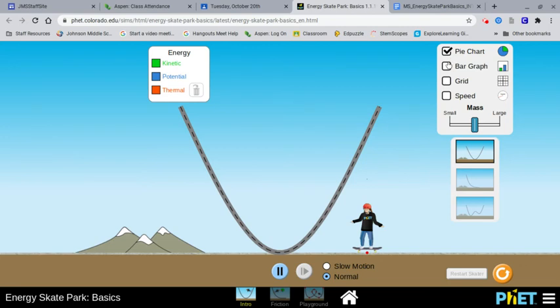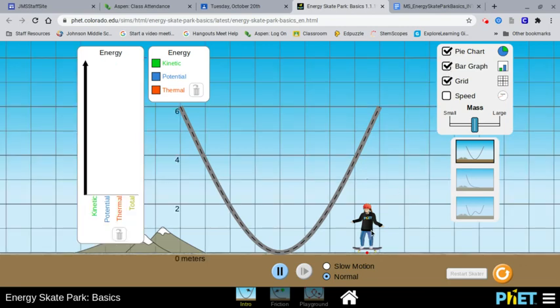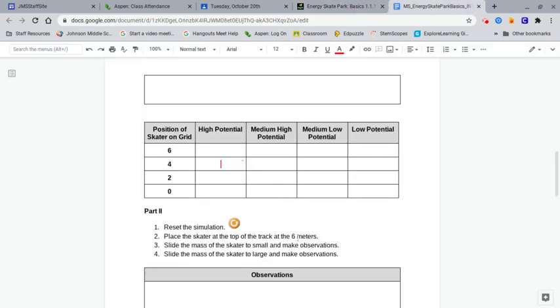What do you think is going to happen when you place the skater at 0, which is right here at the very bottom? I wonder, is it going to be high potential energy, medium high, medium low, or low?